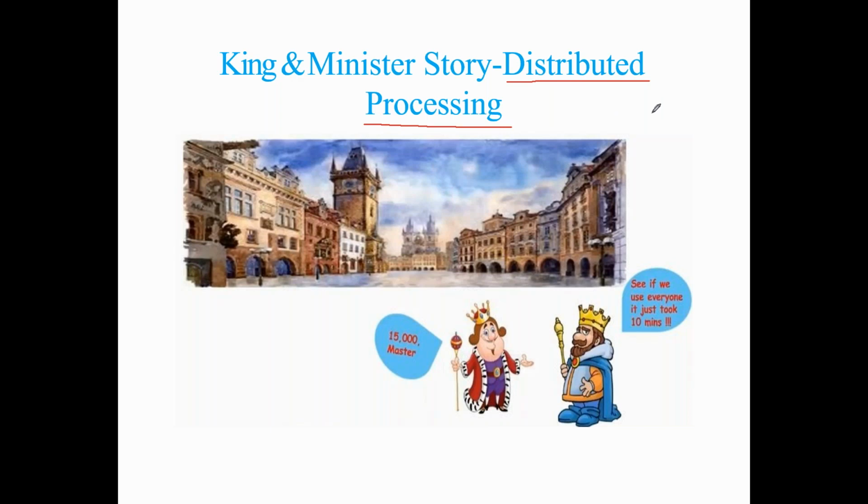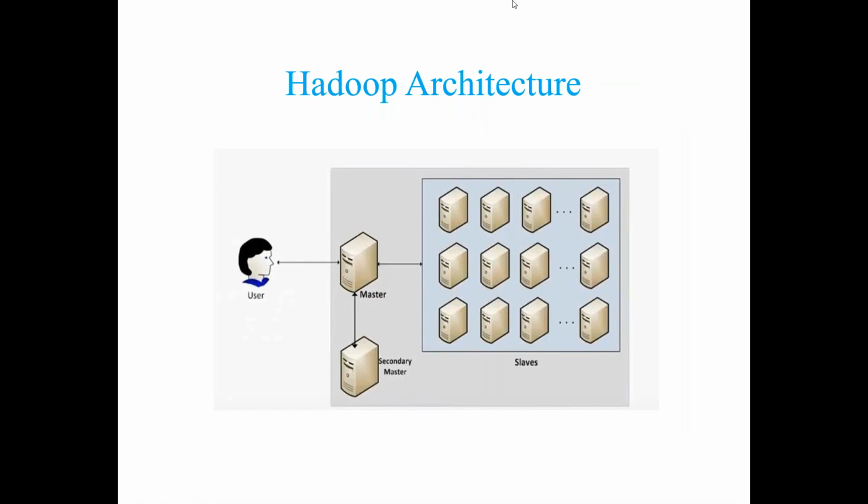That's how Hadoop is no different. Hadoop is very close to the same concept, because in Hadoop also we have something called a master, which can be compared with the king, and a bunch of slaves, which can be compared with the soldiers. And of course we have the secondary master, which is nothing but the minister. So Hadoop architecture is based upon the master-slave architecture. Whatever the king orders, the soldiers do for the king. Whatever the master orders, the slaves do for the master.